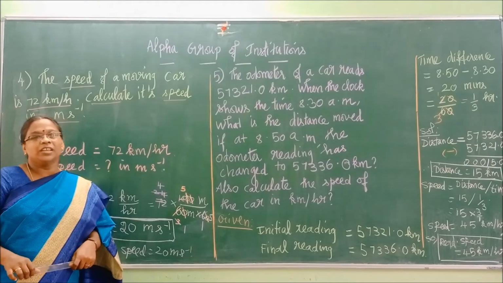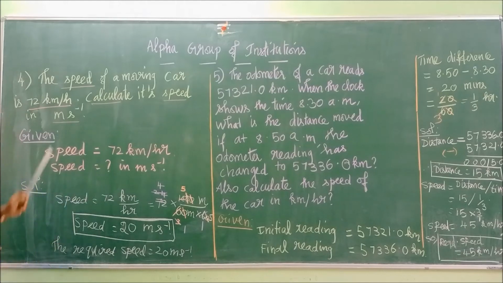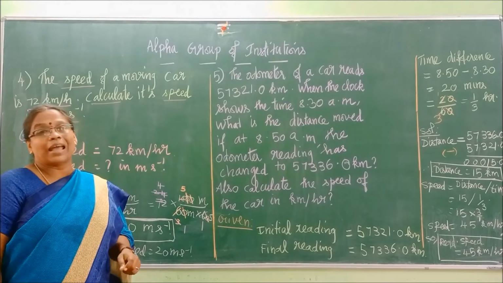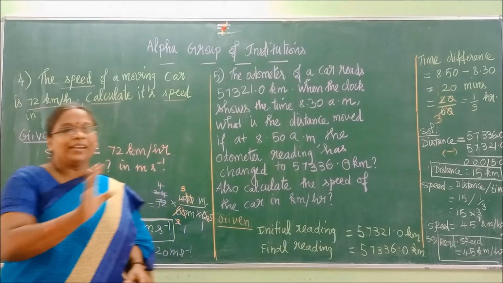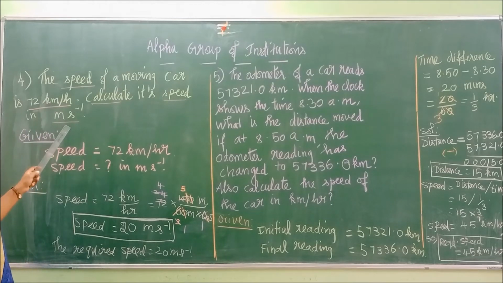The next two sums are very easy, children. Simple substitution only. Let us move into the fourth sum. The speed of a moving car is 72 km per hour. Calculate speed in meter per second. This type of sums you will get in maths also, children. So know it now itself. Right? They have given a speed in kilometer per hour. We have to find it in meter per second.